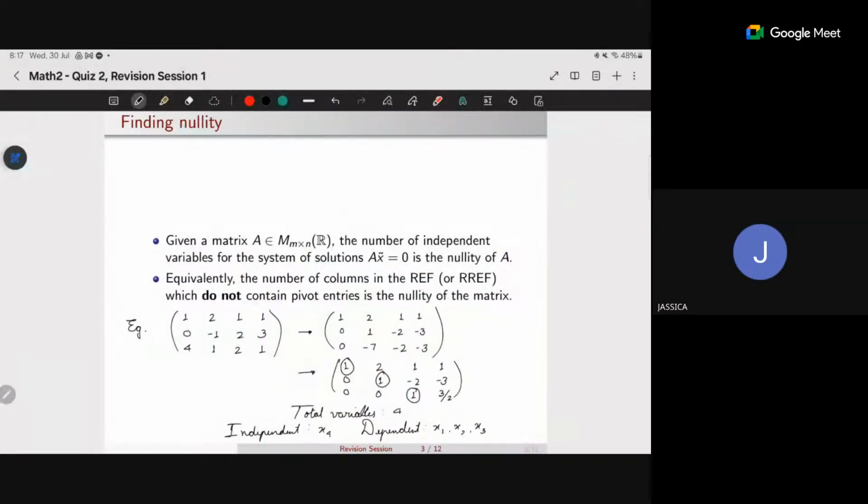So what do we need to look for? We need to look for the number of independent variables. If you want to calculate the nullity, you have to look at the number of independent variables. In this case, there is just one. So what is the nullity of this matrix? 1.